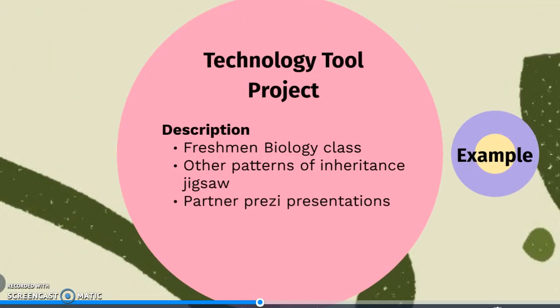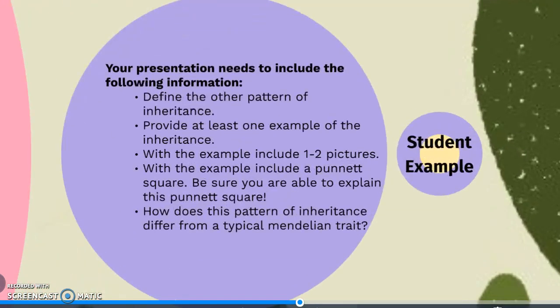The technology tool project that I did with my classes, again with my freshman biology classes, was an other patterns of inheritance jigsaw where they worked with a partner and created a Prezi presentation. In these Prezis, there are 4 other patterns of inheritance that we were going over that don't follow typical Mendelian traits. So they were either researching sex-linked traits, incomplete dominance, codominance, or multiple alleles.